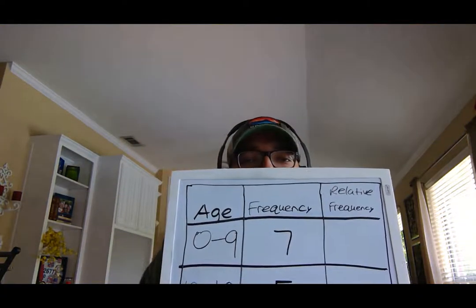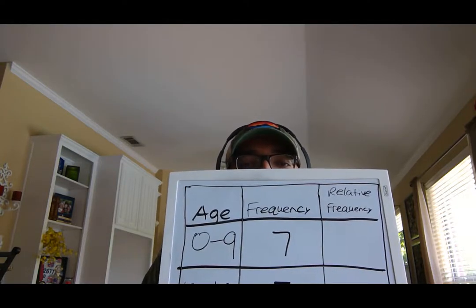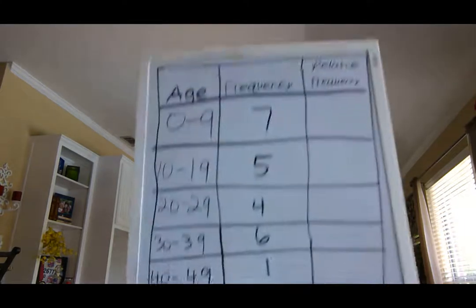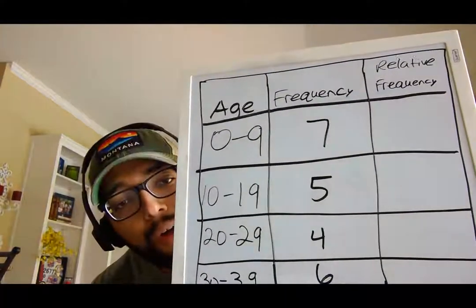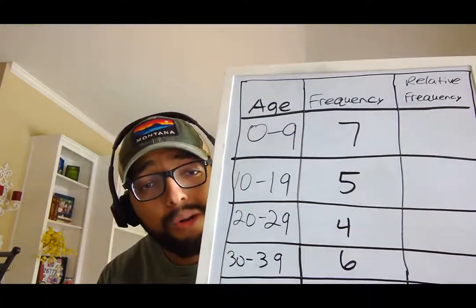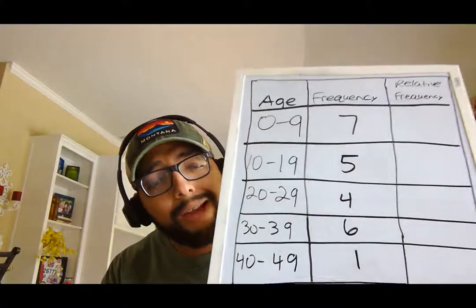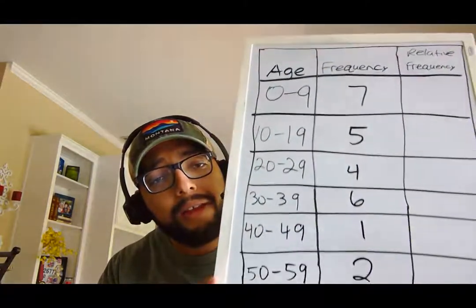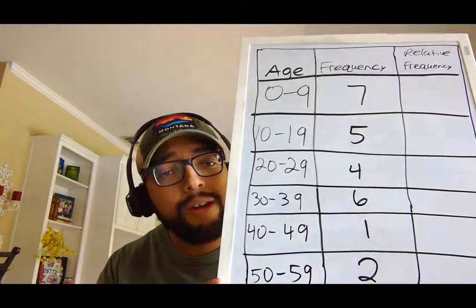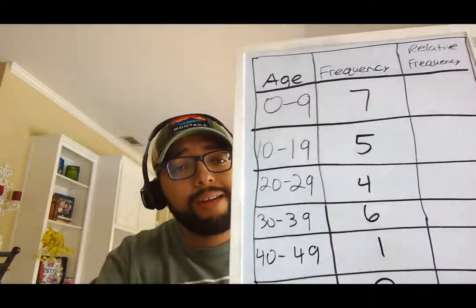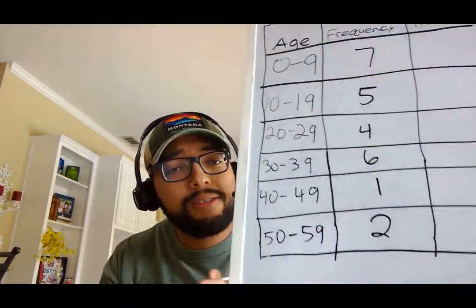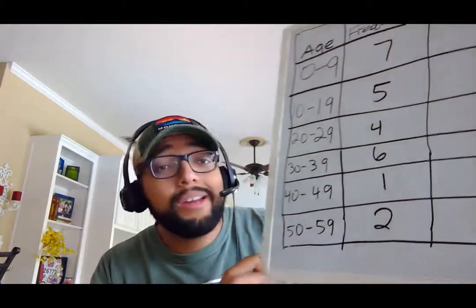So let's find the relative frequency of this table. Okay? So we're going to start off simple. Let's find the total number of people. So we have ages 0 to 9, then 10 to 19, and so on and so forth. So it looks like we got 7, 5, 4, 6, 1, and 2.